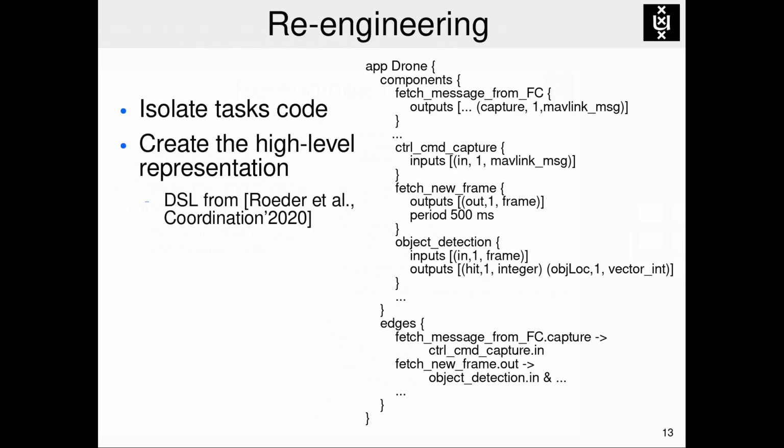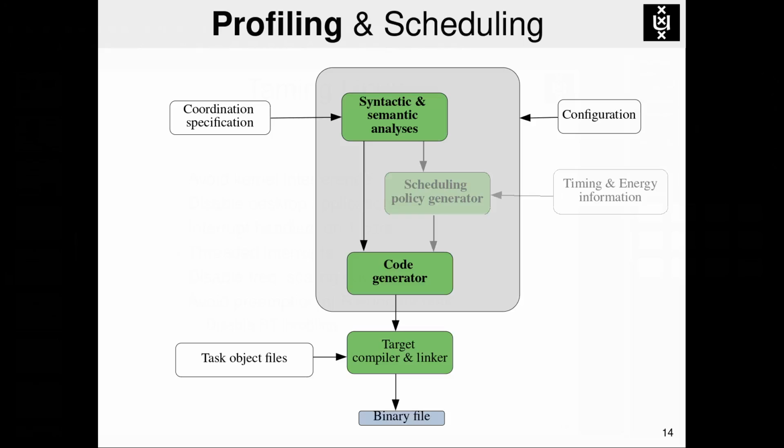So we did some re-engineering by isolating the code of each task. We also created a high-level representation of the application using a domain-specific language of our design that we described in a previous publication. Here you have a small example of what it is. I encourage you to go read our previous publication if you want more detail on this DSL. After manually re-engineering the application, we can now enter the automatic steps of our methodology.